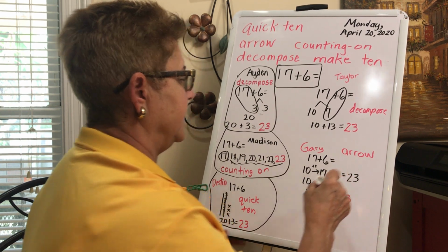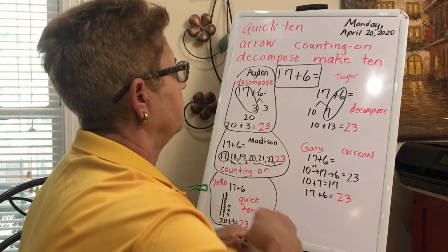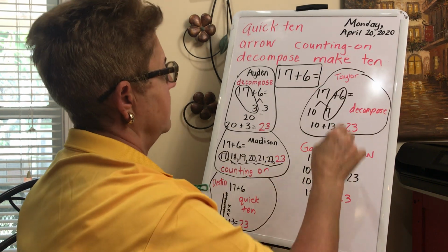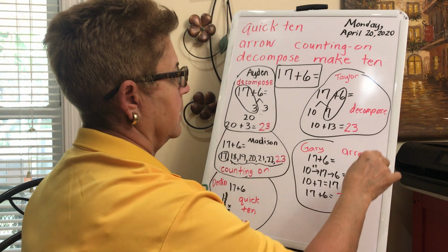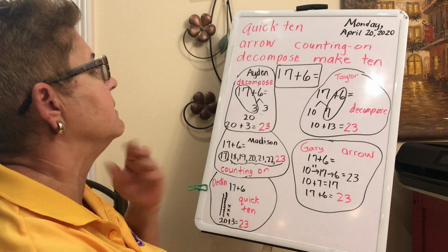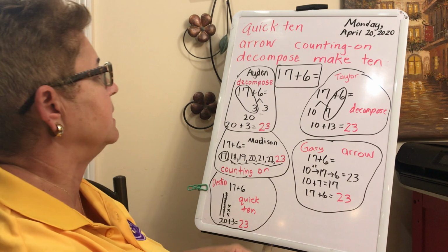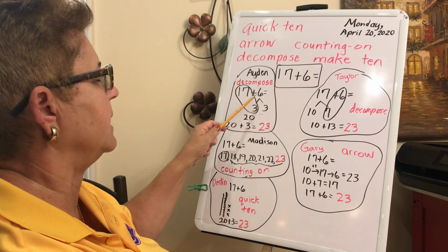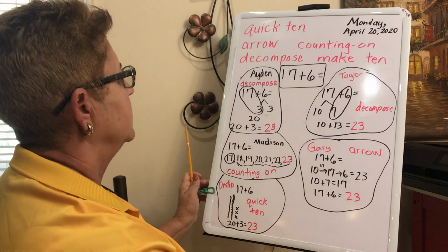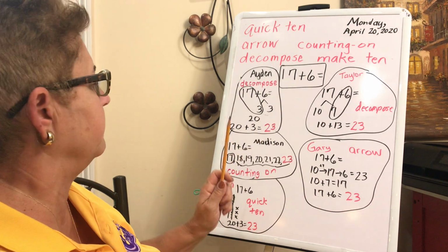So if we were in a class, we would have put all of these on the board. And each child would have come up and said, this is how I got my answer. Aiden would have said, I decomposed 6, and we made it 3 and 3. And then he combined 17 plus 3 to get 20, and then he added 20 plus 3 to get 23.